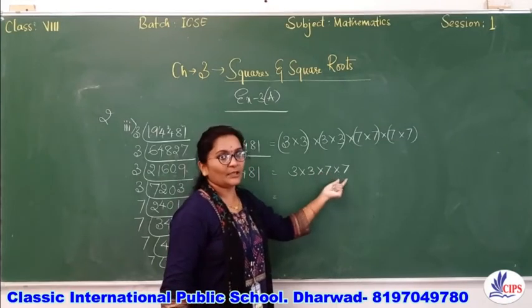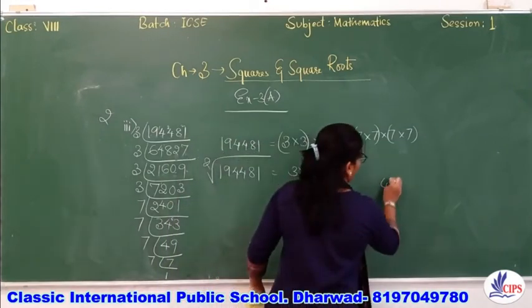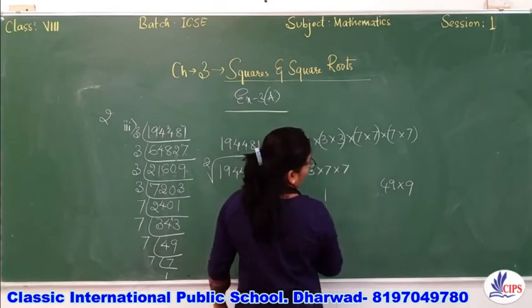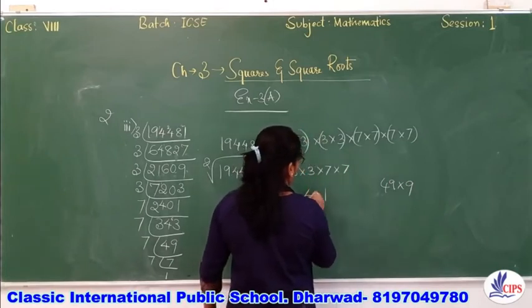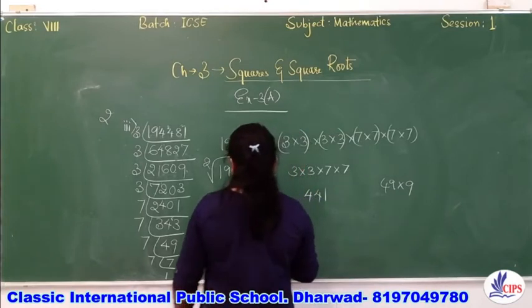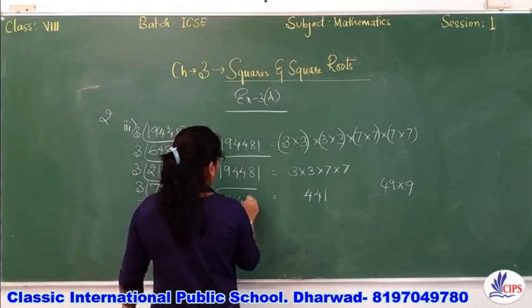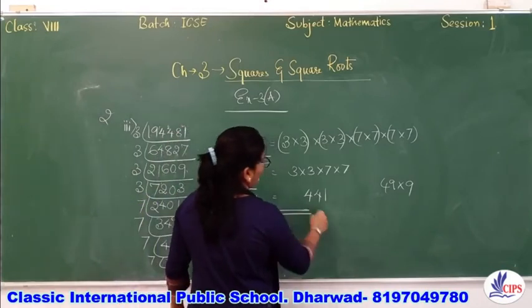So 9 into 49. So 49 into 9, what do we get? 9 9s are 81. 9 4s are 36. 36 plus 8 is 44. So the square root of 194481 is 441.